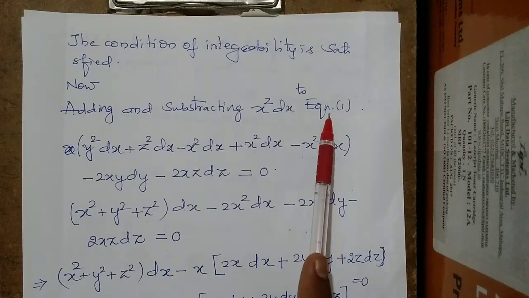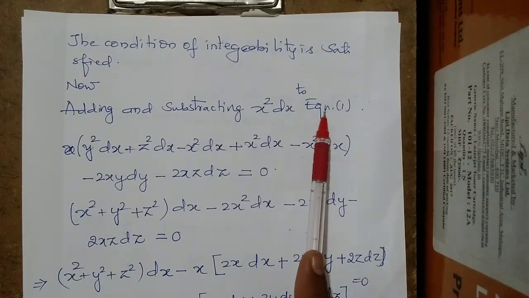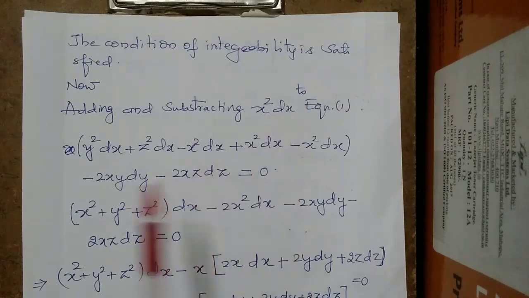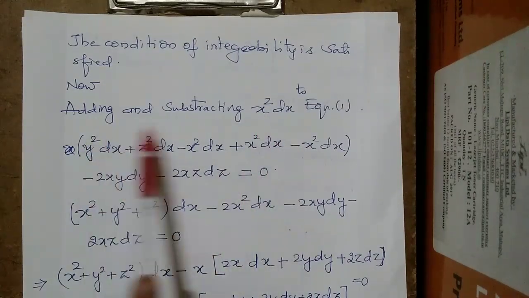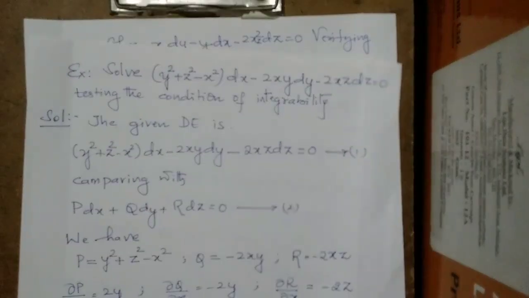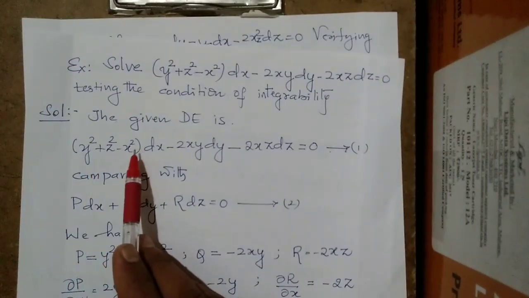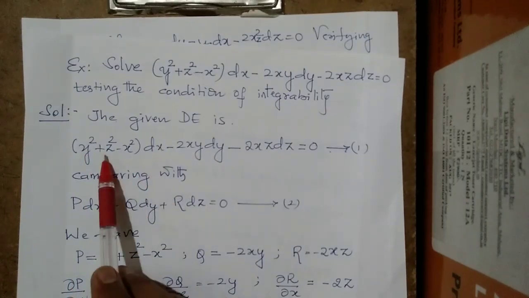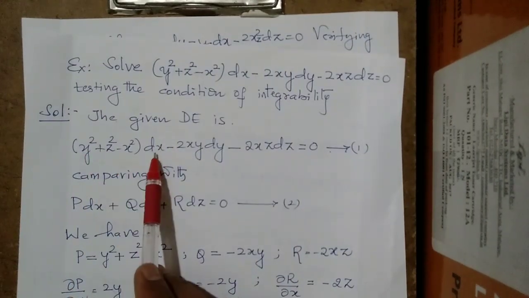What is our equation 1? Equation 1 is our given differential equation. So I am adding x square dx. I am expanding that first bracket. See here, the first one, adding and subtracting x square dx. So this is y square dx, z square dx, minus x square dx is there.